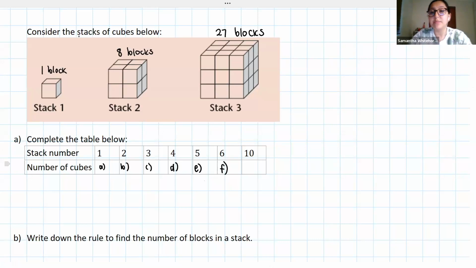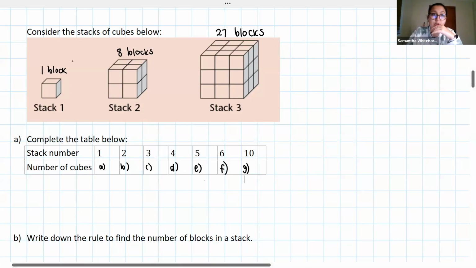I want you to fill up to F for me. If you can do 10, that's absolutely fine. So I'll put a little G in there. But what I want from you is the first 6. See if you can figure out what pattern's going on here in terms of the number of blocks that you have. And then on the chat, I want to see answers for A, B, C, D, all the way up to F. Right, so give it a try. Let's see what we get.